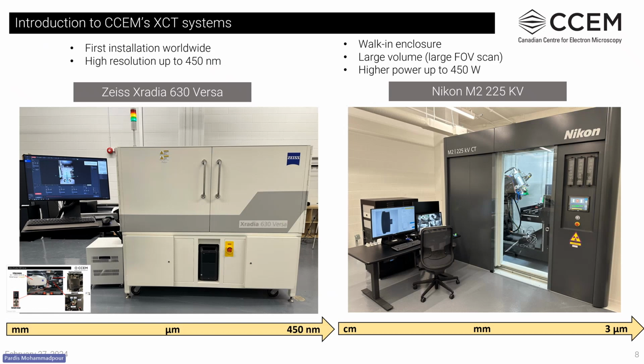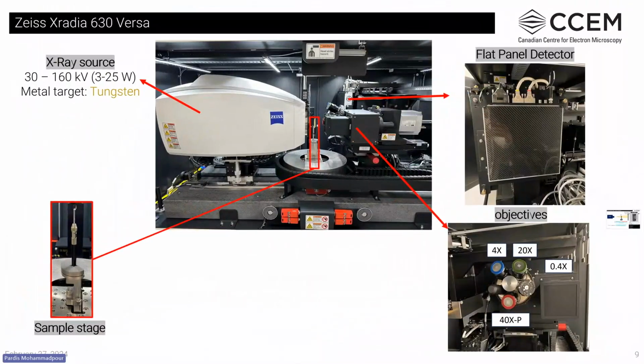The second one is the Nikon M2225. As you can see, it's a walk-in enclosure. It can be used to scan larger samples. The energy and power are higher in this system. I'll discuss each of these systems further in the following slides.